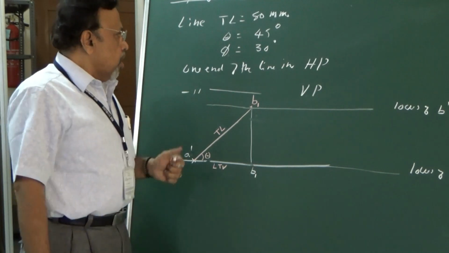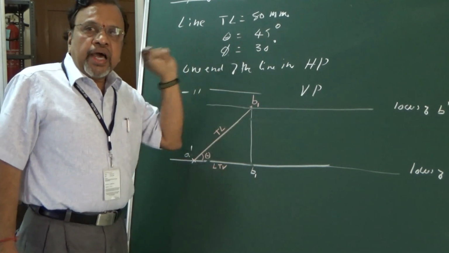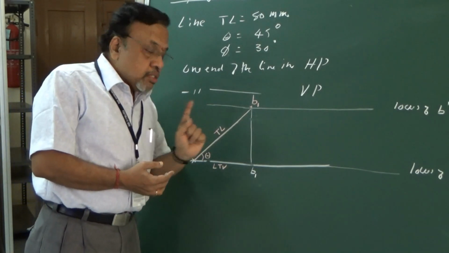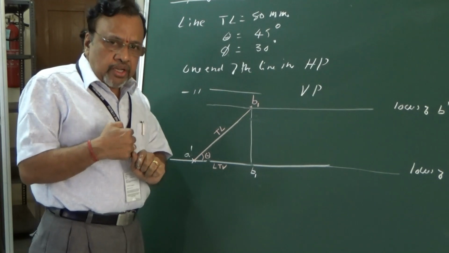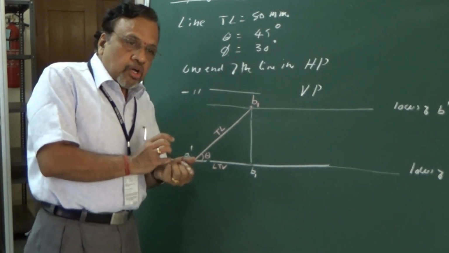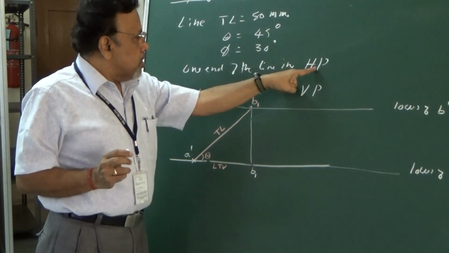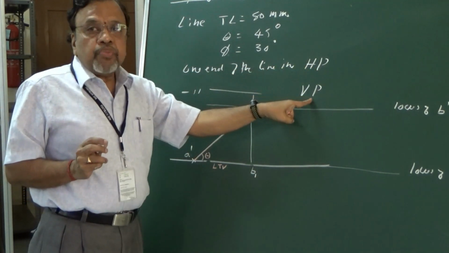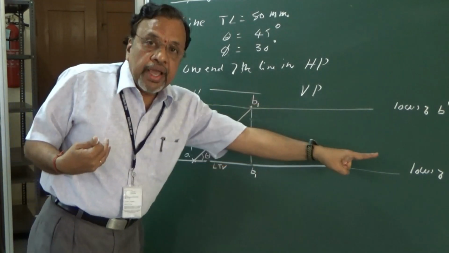In stage 2, I will consider the line inclined to VP and parallel to HP. Now since the line is parallel to HP, we expect that the true length will be seen in the top view. I will start from the top view. How do we start the top view? Anyway, you know that one end is in HP and the other end is in VP. So what do we mean by the other end being in VP? That is B. So B should be on the XY line.